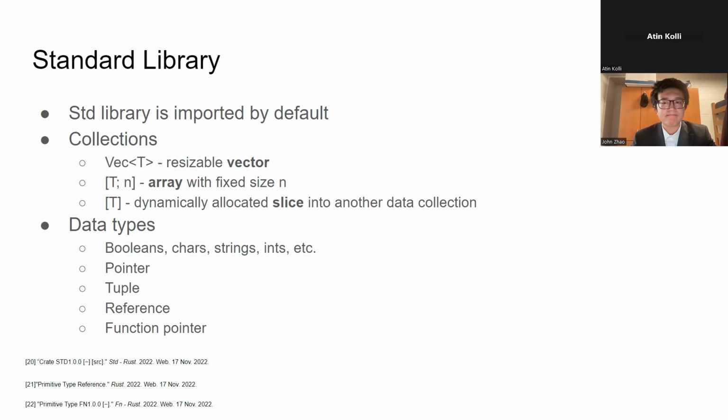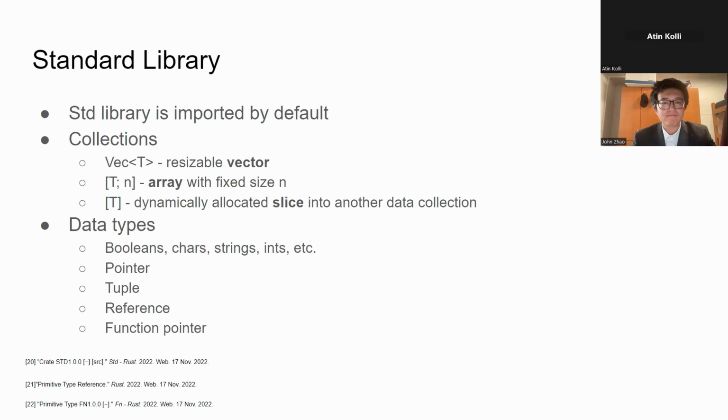Rust also supports many types of data types. First, it has many of the same primitive types that other languages have, so booleans, chars, strings, and ints. Rust also has pointers like in C and C++. Unlike Python, Rust also supports tuples, and a tuple is an immutable array of objects that uses parentheses instead of square brackets.